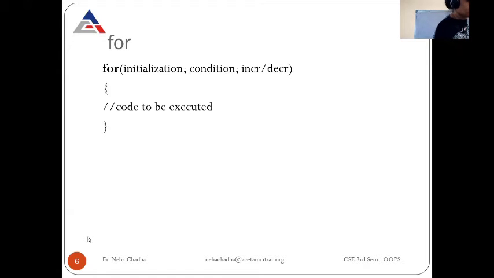In the initialization part, we have the privilege that we can initialize the value of any variable. In initialization, we can initialize more than one variable. Like if I'm writing here int i equal to 0, j equal to 1, I can write like this, right? That means in the initialization, it is not that I can initialize only a single value. I can initialize more than one value in the initialization part.